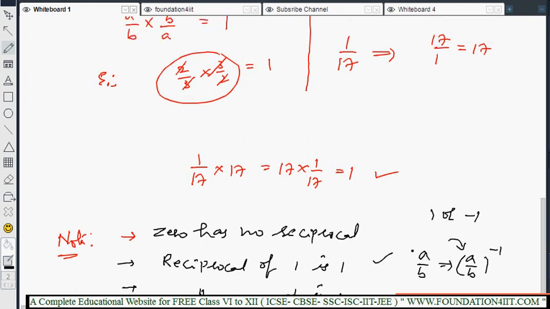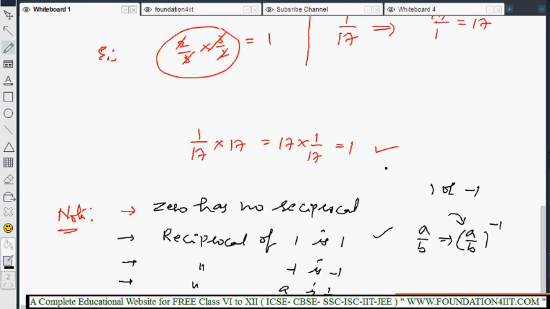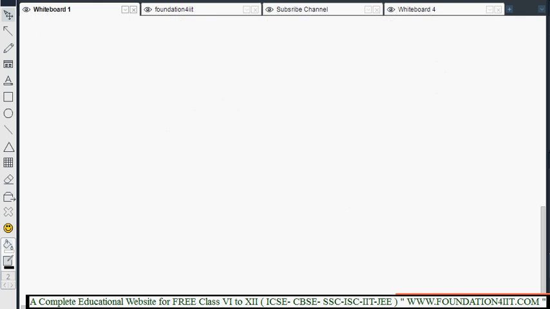These are the properties of multiplication. We'll see some more, multiplication over addition, and the multiplication property of 0 also. Okay, these are the properties under multiplication.